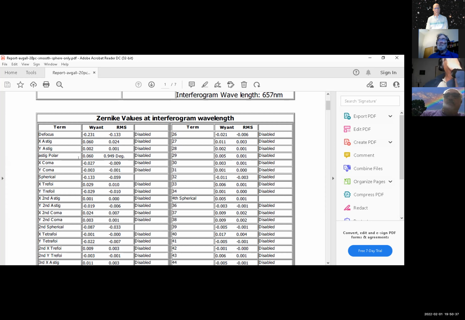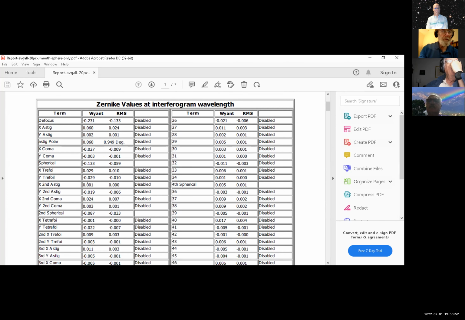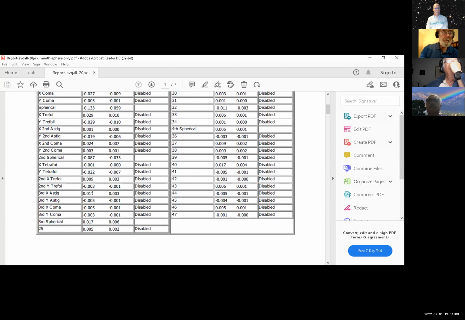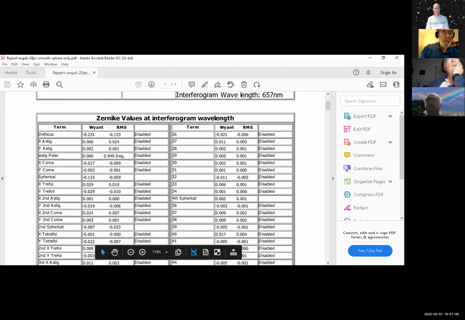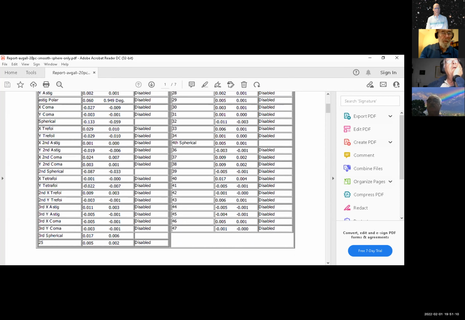You really don't look at the coma because that's going to happen with parabolas. But my astigmatism's pretty small on this one here. My spherical error is less than 1/10 of a wavelength. That's great. And we're talking about trefoils and all that weirdness actually is pretty low. You take a look down here, most of the terms are very low, except for my 14.5-inch mirror, which is all over the place.